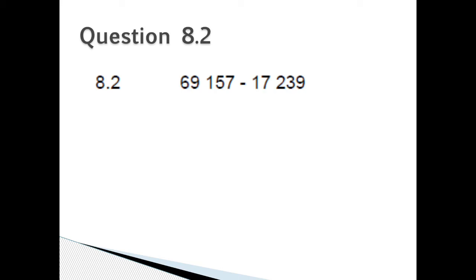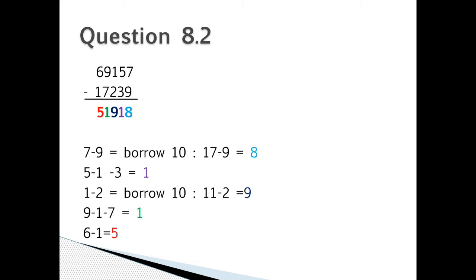69,157 minus 17,239 is equal to 51,918. So you will say 7 minus 9, and you can't do that, so you'll borrow 10. It becomes 17 minus 9, which is 8. Then you will go 5 minus the 1 that was borrowed minus 3 is equal to 1.